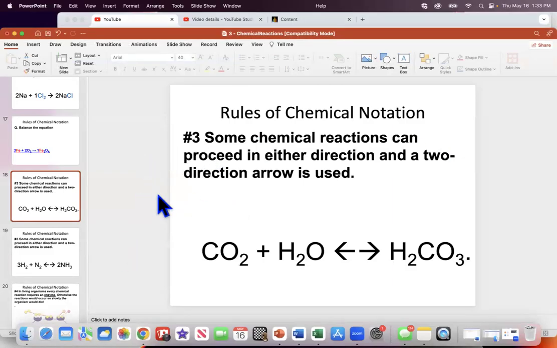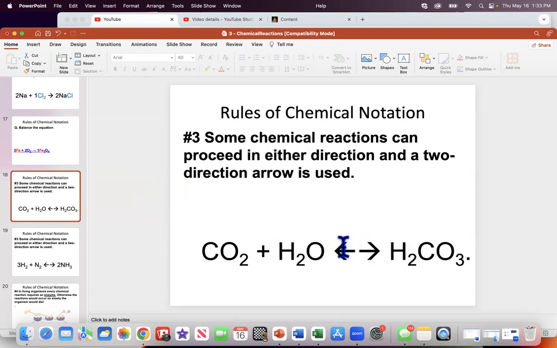Okay, so we finished the first two rules. Let's look at rule number 3. Rule number 3: some chemical reactions can proceed in either direction, or two directions. So sometimes you see one arrow. One arrow means they just go from left to the right.